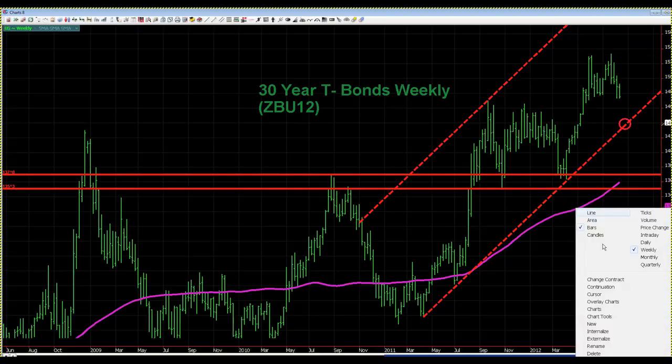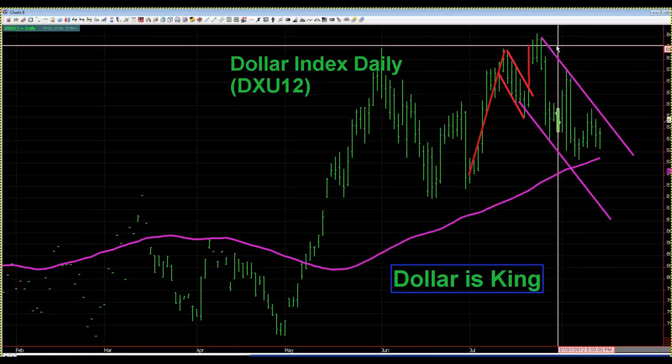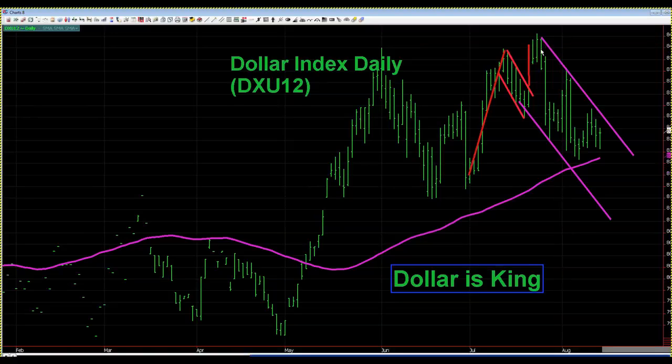Let's go look at dollars. Dollar index. As we know, the dollar clearly is king. The dollar had its bull flag here. If you recall, we were monitoring that bull flag. The bull flag broke out. It basically met, in fact, it got a little bit higher than its projection. This would have been its projection. It got slightly higher, but not by too much, and then created this parallel channel.